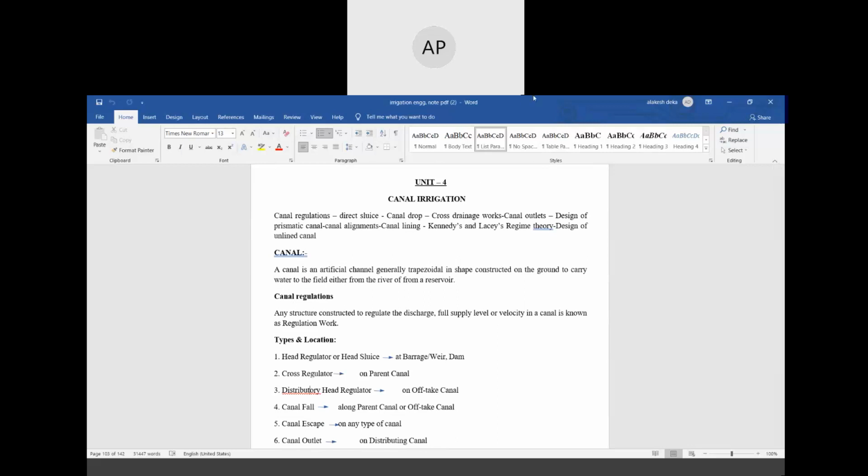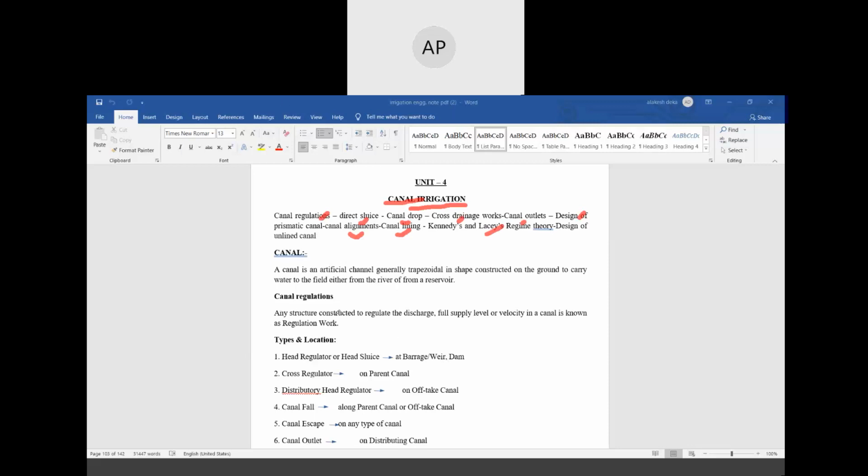Next chapter we are going to discuss canal irrigation. This chapter includes canal regulation, direct sluice, canal drop, cross drainage works, canal outlet, design of prismatic canal, canal alignment, canal lining, Kennedy's and Lacey's regime theory, and design of unlined canal. So here we are going to study lining of canal and unlined canal.